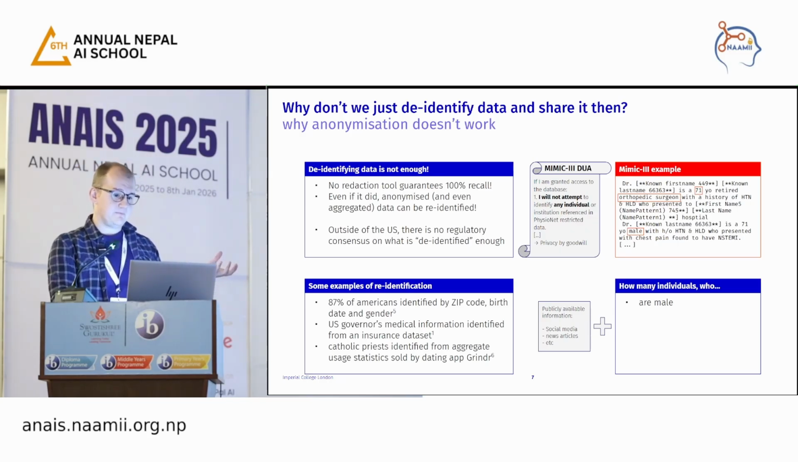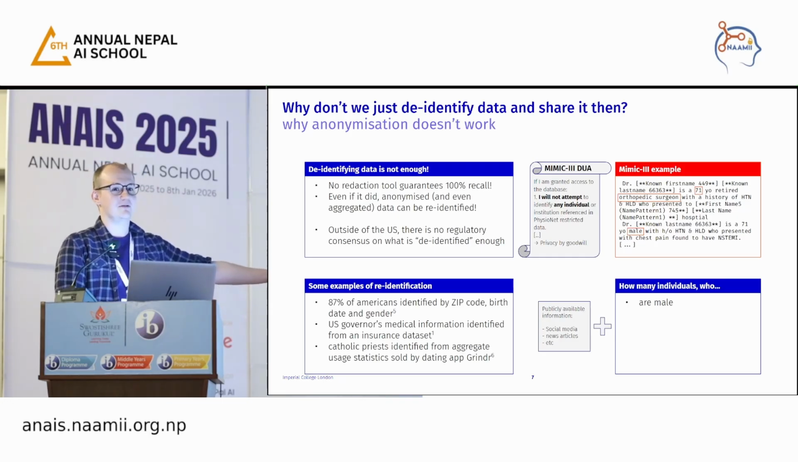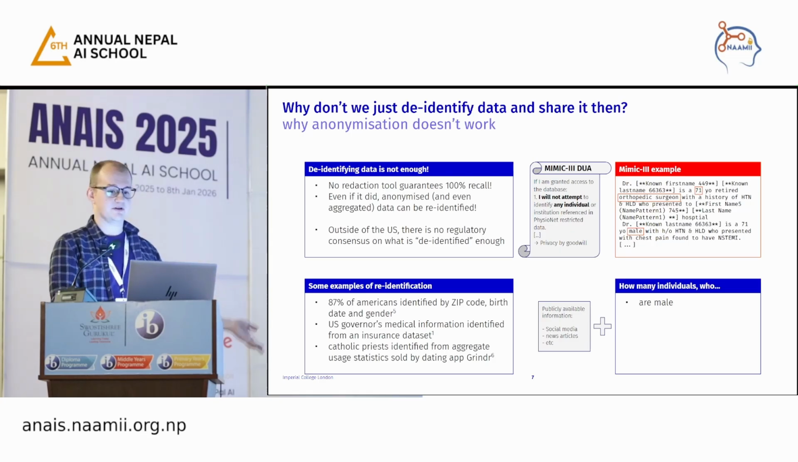But even if it did, anonymized data, even after it's been aggregated, can be re-identified. And if you don't believe me now, I'll show you a couple of examples later, hopefully to convince you otherwise. Also, outside of the US with the HIPAA law, there's no real clear definition and no regulatory consensus on what is actually de-identified enough. Because as we will also see, some information by itself might not be identifiable, but if you link it with some other information which by itself is also not identifiable, all of a sudden it uniquely identifies you in the crowd of millions of records.